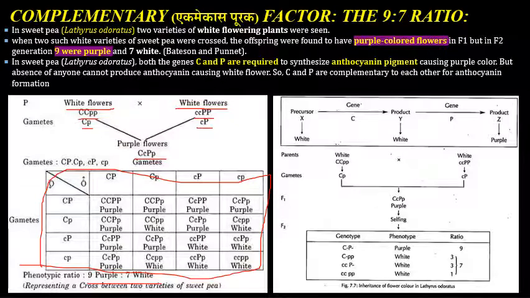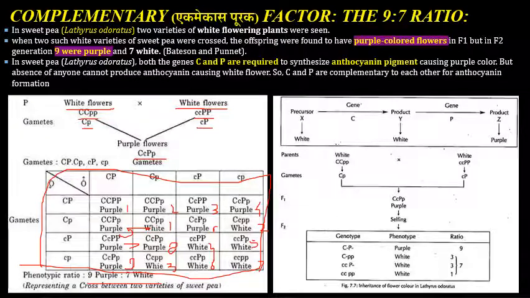Here, 1, 2, 3, 4, 5, 6, 7, 8 and 9. So these are the purple individuals, quantity 9, and the white colored individuals are 1, 2, 3, 4, 5, 6 and 7.